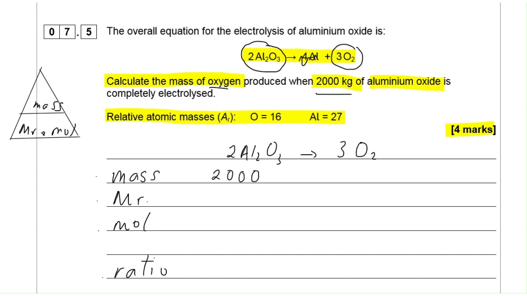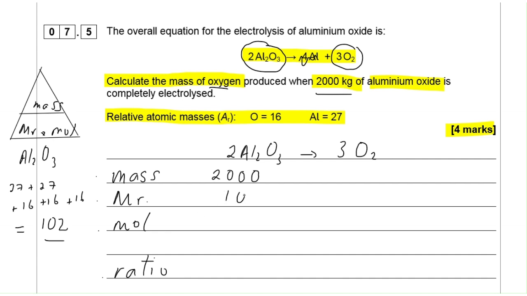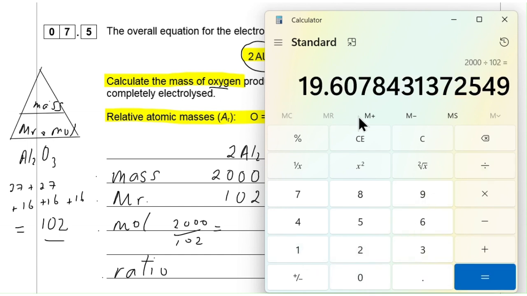So we can sub in some numbers. The mass is 2,000 kilograms. Normally you do it in grams, but if we keep it in kilograms, the answer will be the same in kilograms. Now the Mr for aluminium oxide is on the left here: 27 plus 27 plus 3 lots of 16, 102. So we go to our formula triangle. We need the moles of the aluminium oxide, so we divide 2,000 by 102, and that gives us 19.6 whatever. Keep them on your calculator and don't press clear.